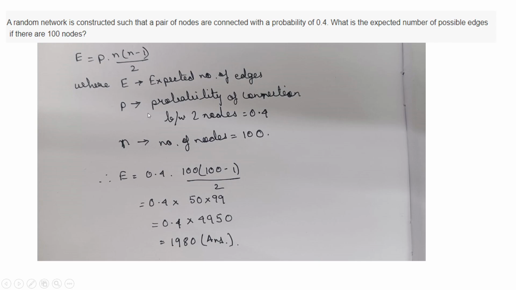So your probability P here is 0.4 and N is given as 100. So just substitute these values. So P is 0.4, N is 100, and you simplify that. Your answer comes out to be 98. And yeah, this is it.